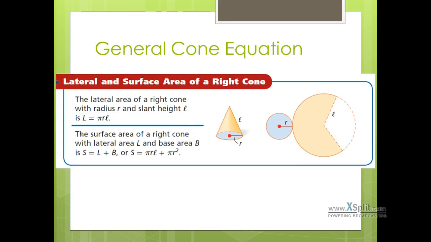It's a cursive L. Surface area, on the other hand, of a right cone, we're going to write as the lateral area plus the base. We all know that the base is just pi r squared, right? And lateral area is pi r L. So we'd say surface area is pi r L plus pi r squared.